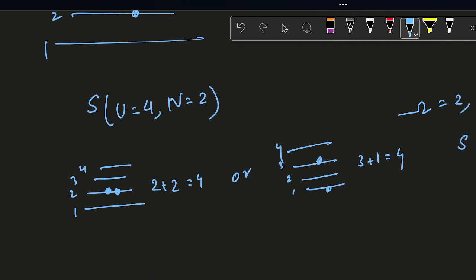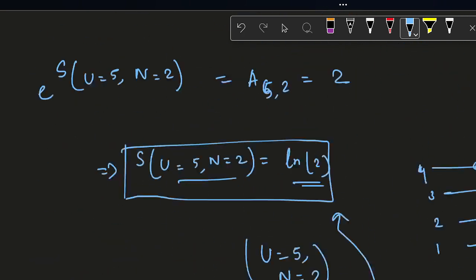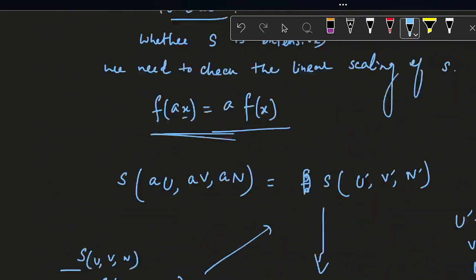And for the third case, where s is for u equal to 7 and n equal to 2, how to calculate that? Just draw the levels. Then you can put 4 plus 3, so that it's 7. And there is no other possibility to present the total value as 7. So here omega is equal to 1 and s equals just ln of 1, which is 0. So our answer will match with ln 2, ln 2 and 0. Whichever option it matches with, that is our answer. Okay, so let's check the question again.